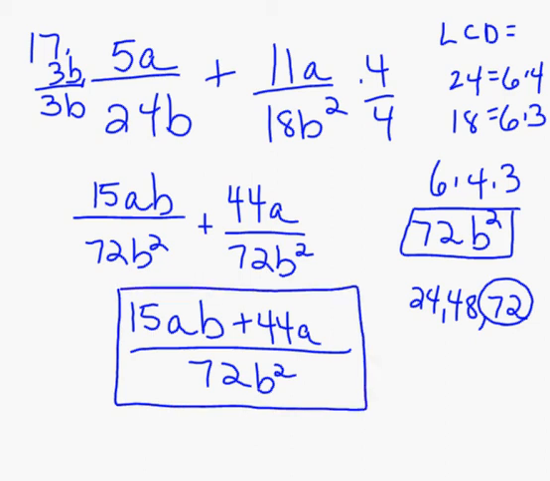Because 72 has a 3 in it and 15 has a 3 in it does not mean I can cancel those out, because remember, it would have to be found in both terms in the numerator and in the denominator. So once again, 15ab plus 44a divided by 72b squared is my final answer.